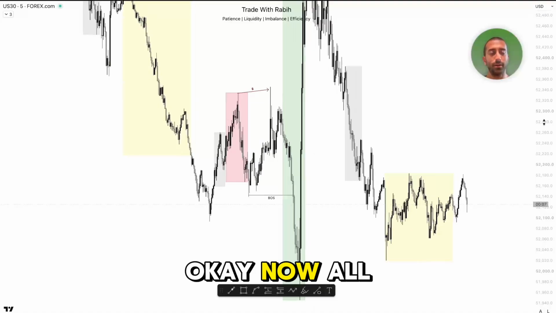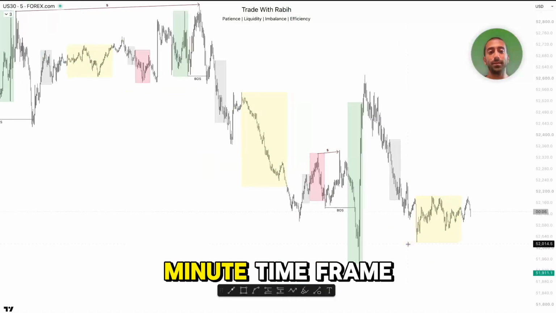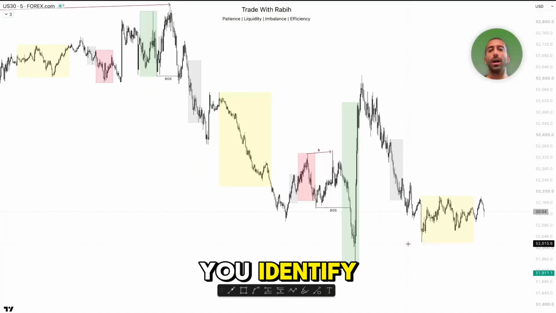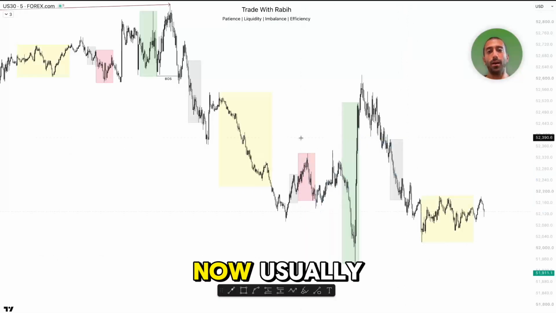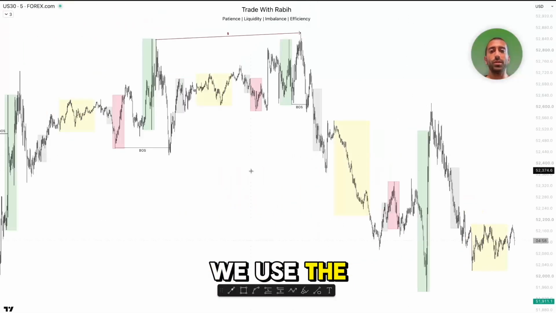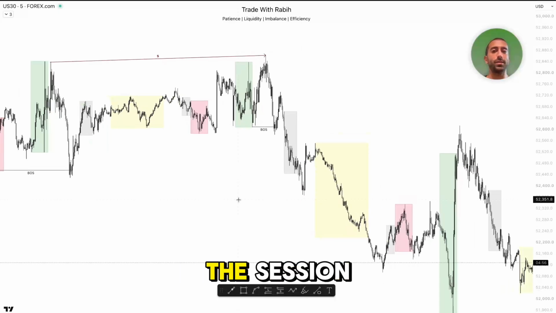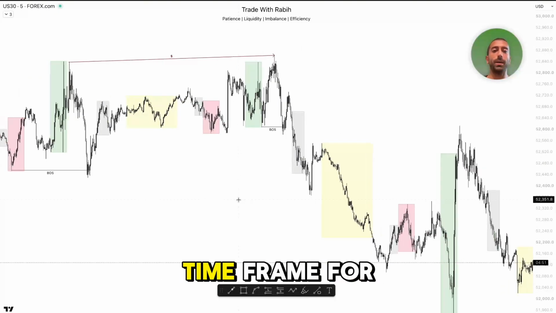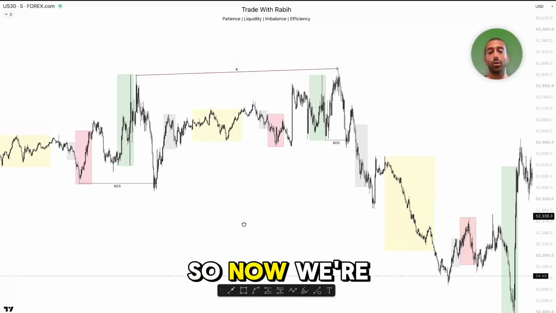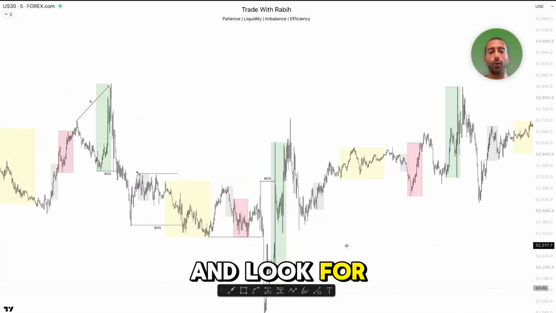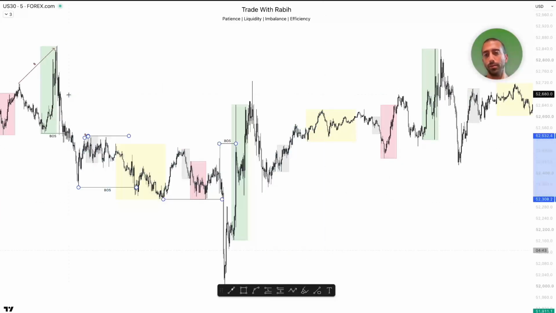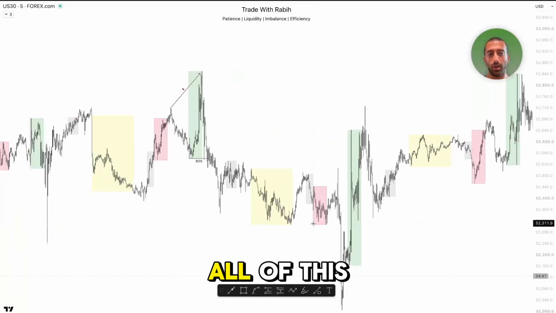Okay, now all of this is on the 5-minute time frame, and this is just to help you identify where price is going and why. Usually we use the 5-minute time frame to analyze the session bias and where price is going, and we use the 1-minute time frame for executions. So now we're going to go on the 1-minute time frame and look for the same thing. Okay, I'm just going to delete all of this.